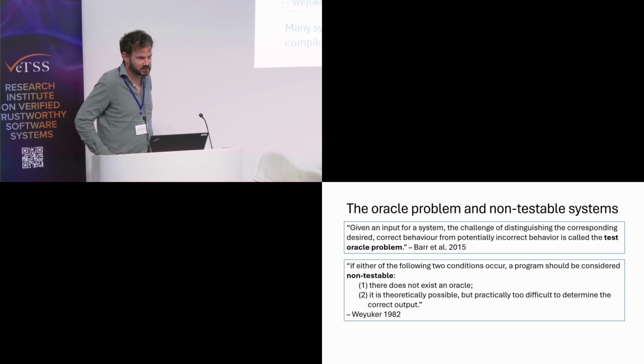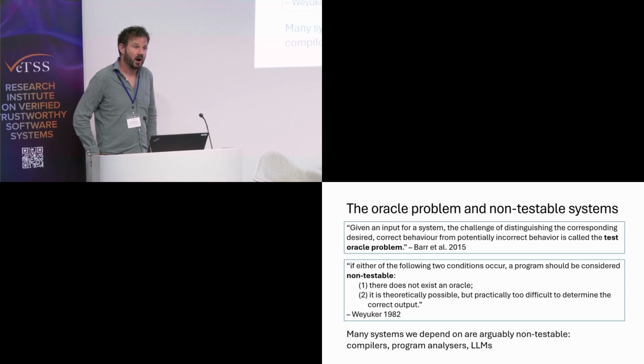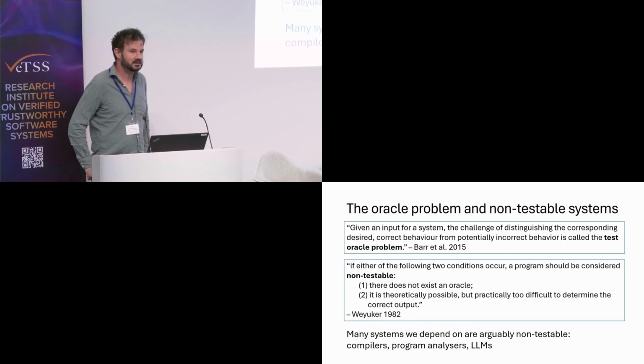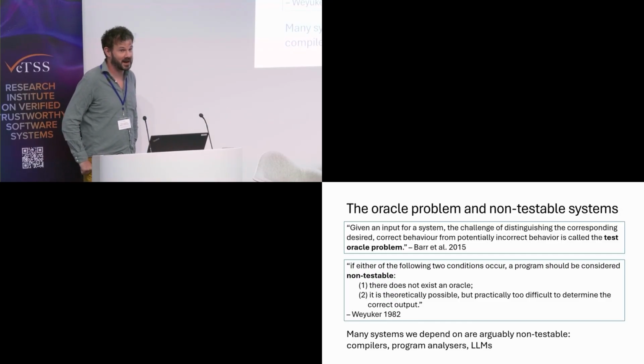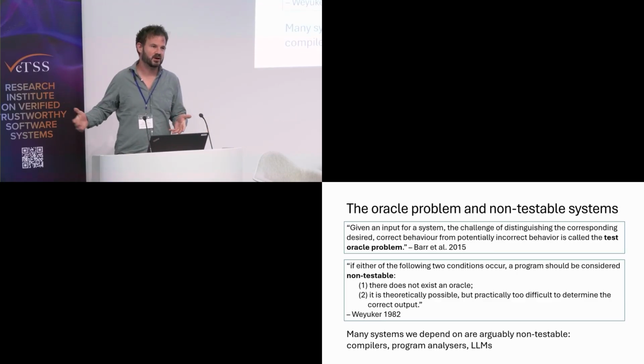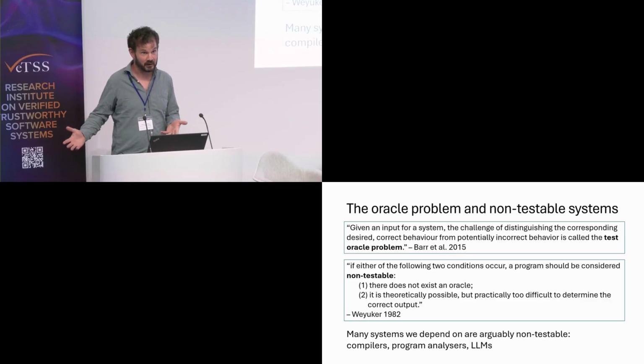And many systems we depend on in our day-to-day lives would be regarded as non-testable, according to Elaine Weyuker's definition. I just gave you the examples of compilers. Another example would be program analyzers, like formal verification tools. These are solving really difficult problems, and you typically wouldn't be able to have some sort of completely trustworthy reference that you could check your verifier against, because building that reference would be just as hard as building the verifier.